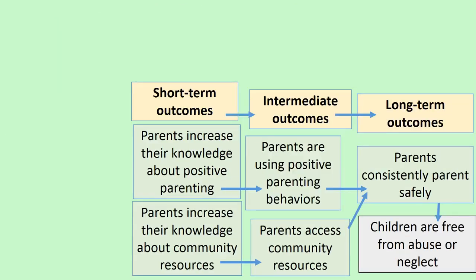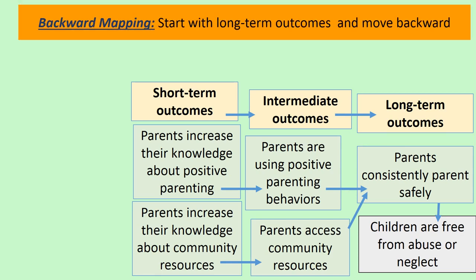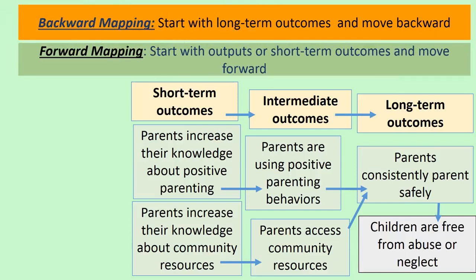I just used a backward mapping process to define these three types of outcomes. I started with the situation I want to solve and then identified the long-term outcomes and worked backwards to define the other outcomes in the model. You can also use a forward mapping process to define the three types of outcomes. Either process is fine to use as long as the logical relationships between the categories are clear.